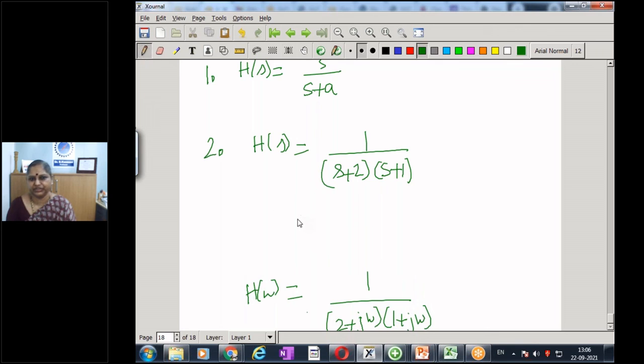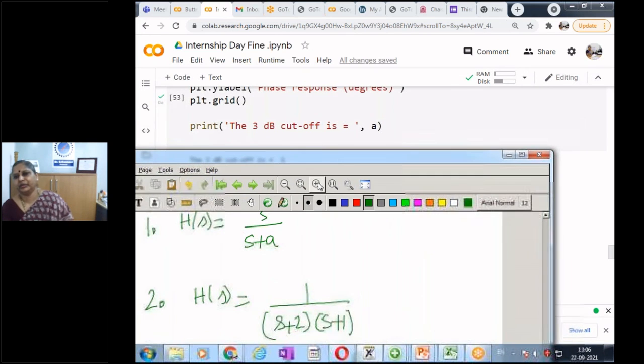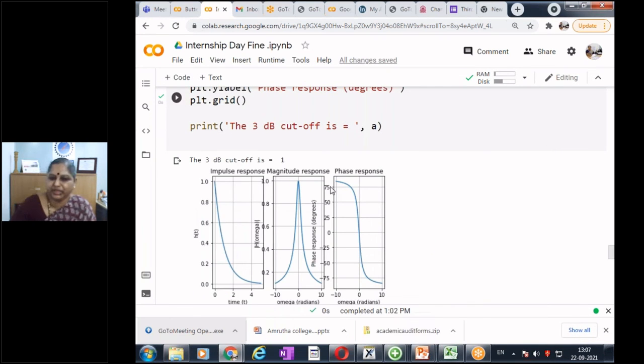You need to express it as a partial fraction. This will be a by s plus 2 plus b by s plus 1, and then you will get the impulse response of this and the impulse response of that. It's an addition. So add the impulse responses, and then you will get the total impulse response. So you can try this specific problem for homework. Any doubts? Anyway, I will share this code so you can practice it in case you missed out on some lines.